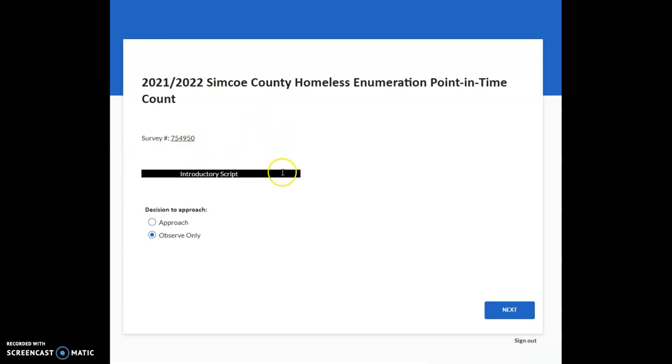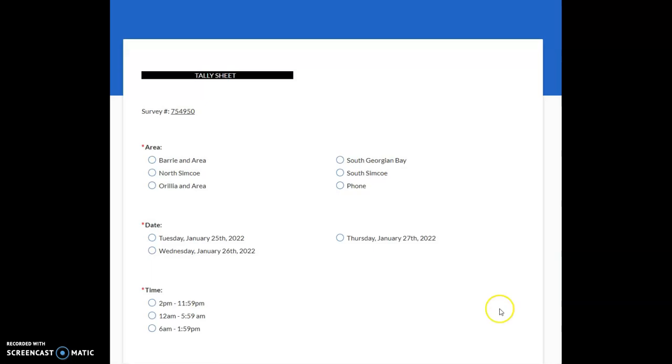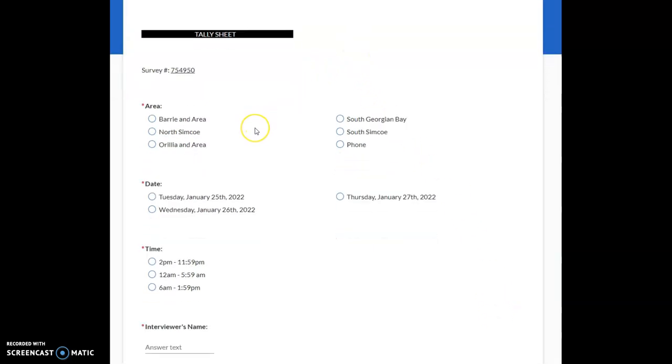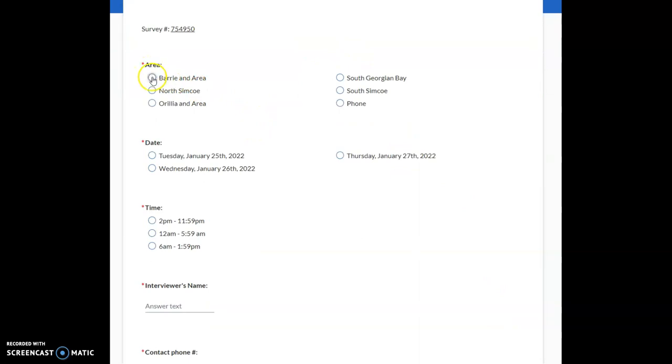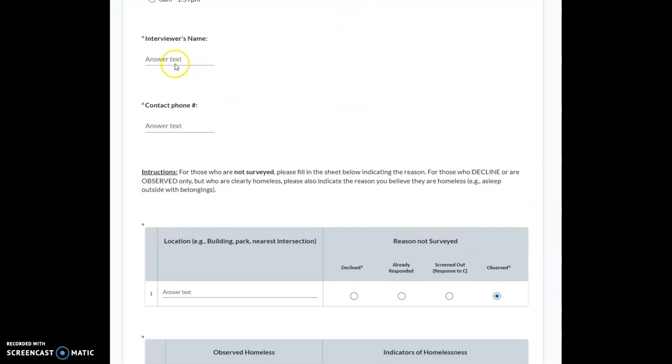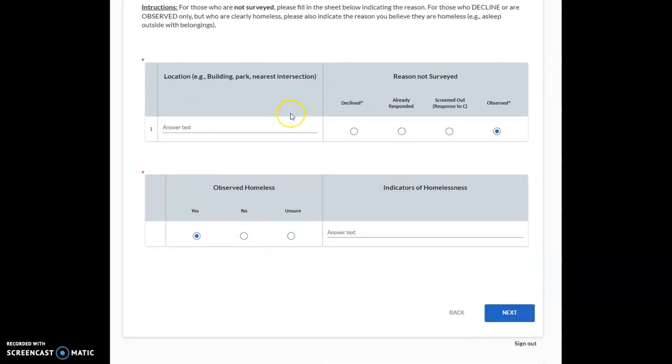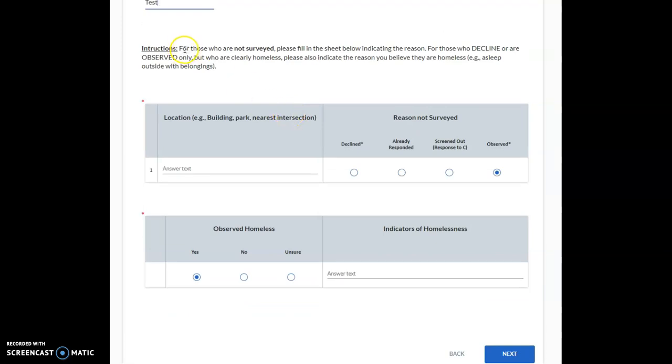So, first is the decision to approach. In this situation, we might observe only, and this will take us to the tally sheet. So you'll want to fill out the area you're surveying, the date you're surveying, and the time you're surveying. This information helps us to determine which interactions occurred during the 24-hour point-in-time count period. Next, you will fill out your name and contact information in case we have any questions about the interaction later. And then you'll follow the instructions.